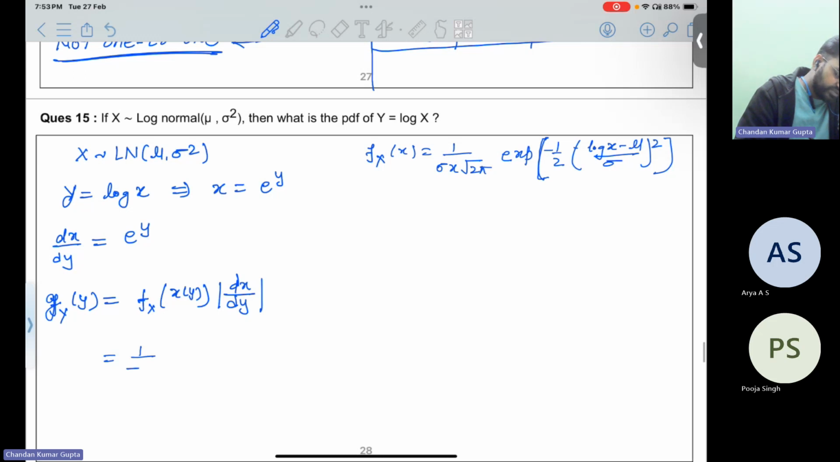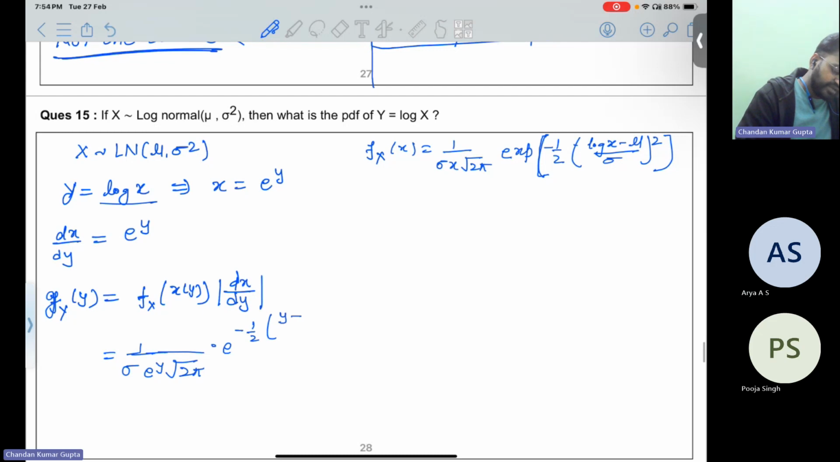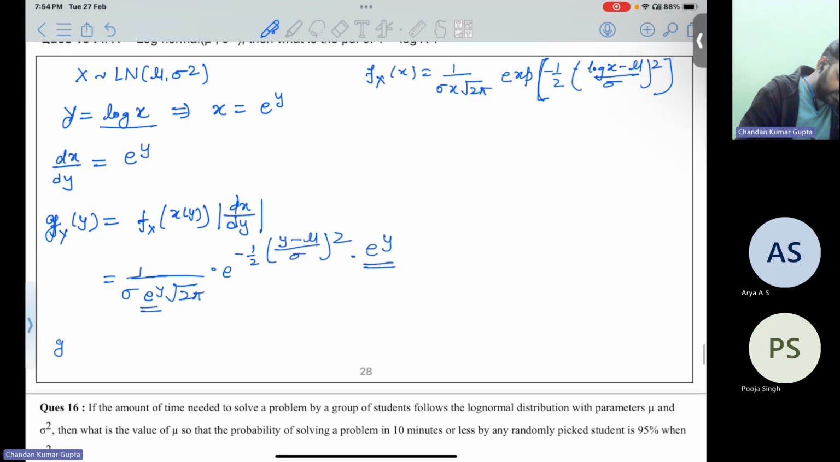So it is like 1 upon sigma, and x will be replaced by e to the power y. Okay. e to the power y root 2 pi into e to the power minus 1 by 2, log x, which can be written as y, minus mu upon sigma whole square, into dx upon dy, the Jacobian, that is e to the power y. So this e to the power y will cancel out. So we will find it like this.